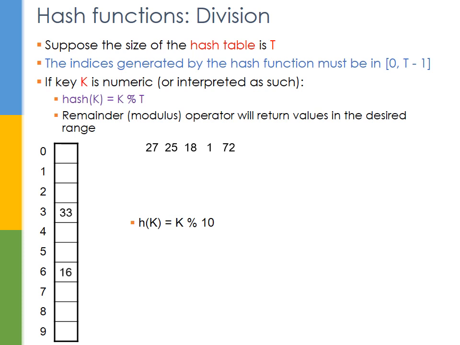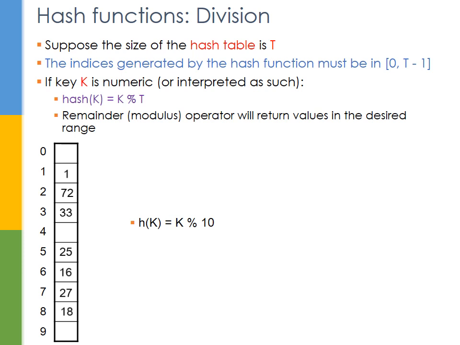26 mod 10, again, the remainder of this division is 7, so 27 is going to go to location 7. 25 mod 10, again, the remainder would be 5, so 5 is where 25 will end up. 18 mod 10, what's the remainder? It's 8, so you know that's where 18 is going. 1 mod 10, 1 is not divisible by 10, so 1 itself is the remainder. It's going to go to position 1. And for 72, the remainder is 2. Okay, so we have successfully placed all the values.